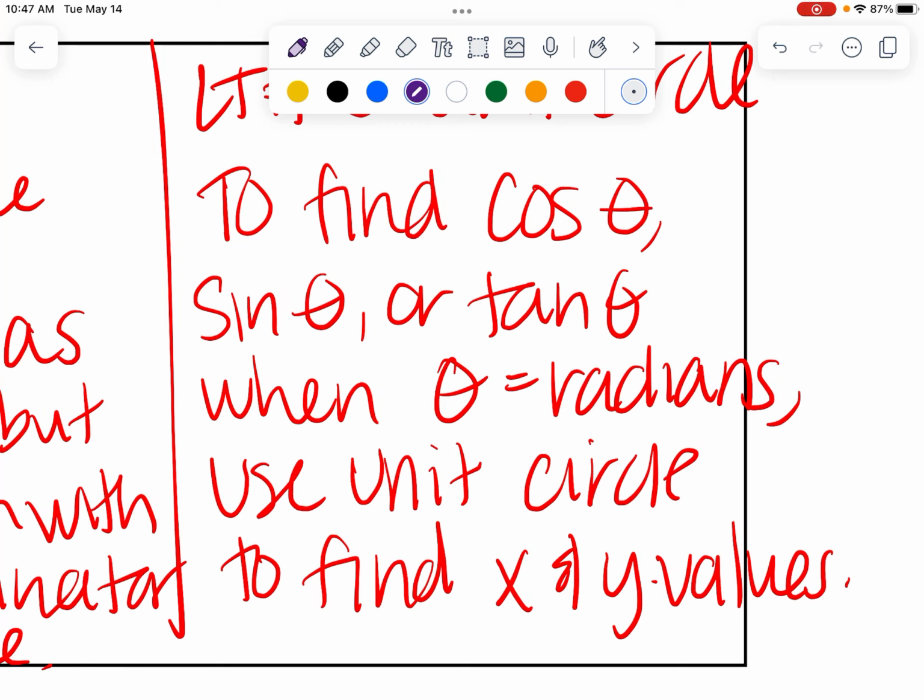Let's go back and check that out on the unit circle. So pause the video, fill in that unit circle.